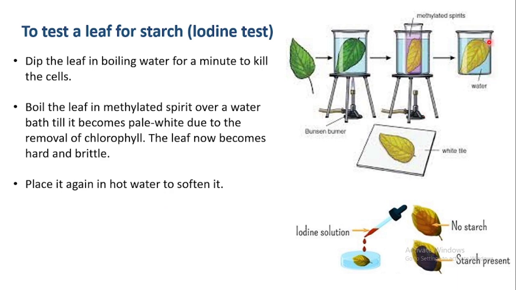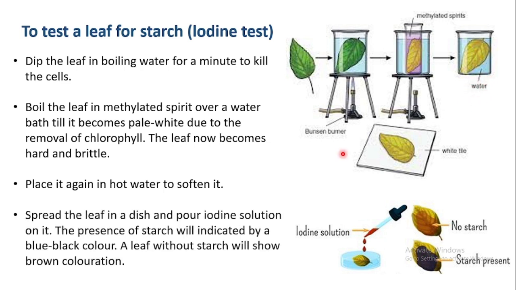Next step is again we will keep this hard and brittle leaf in hot water so that it softens. It becomes soft. Now spread the leaf in a dish. So we will now spread it on a white tile or a dish, and we will pour iodine solution on it. Are you seeing? I am dropping iodine solution on it.